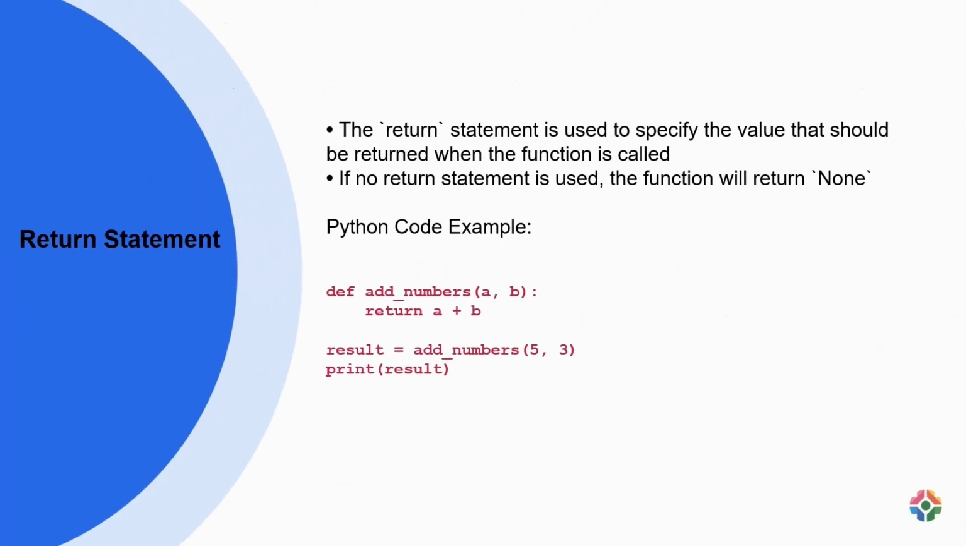The return statement in Python is employed to define the value that a function should produce upon execution. If a function lacks a return statement, it will automatically return None. In the provided Python snippet, the addNumbers function receives two parameters, a and b, and returns their sum through the return a + b statement. Consequently, when addNumbers(5, 3) is executed, the function returns 8, which is subsequently printed through printResult.